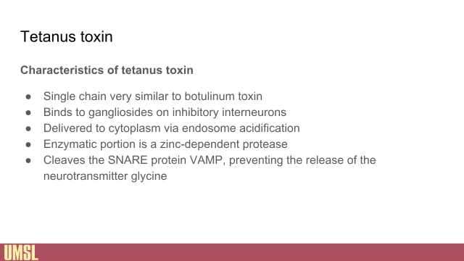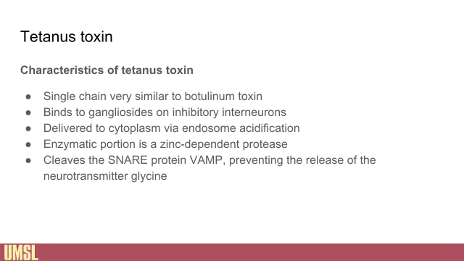So I used to give the contrasting examples of tetanus toxin and botulism toxin. Important to know it's a single chain toxin, and in terms of structure, it's not too disparate from our last example, diphtheria toxin. What's different about it is that it binds to gangliosides on inhibitory neurons.